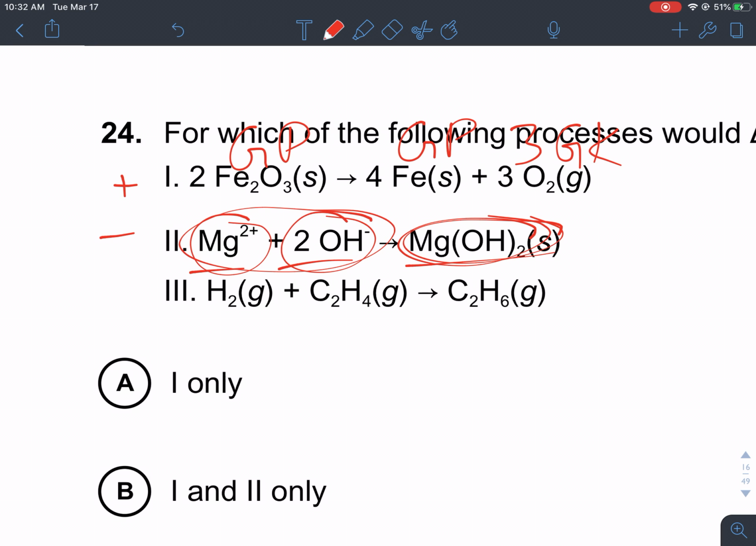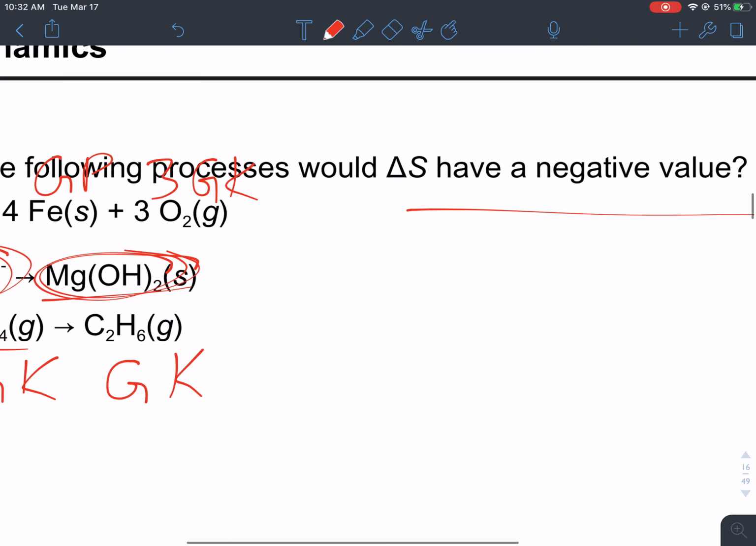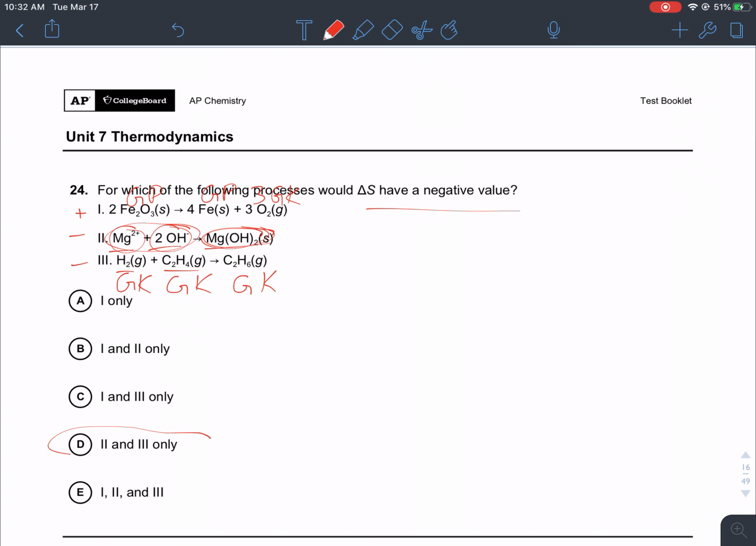Then you have this side. You have 2 moles of gas, 2 moles of grandkids becoming 1 mole of grandkids. That's lessening disorder. The disorder is going down because 1 kid is less disorderly than 2 kids. So which ones had a negative delta S? 2 and 3 only. There you go. Grandparents and grandkids is how I remember delta S.